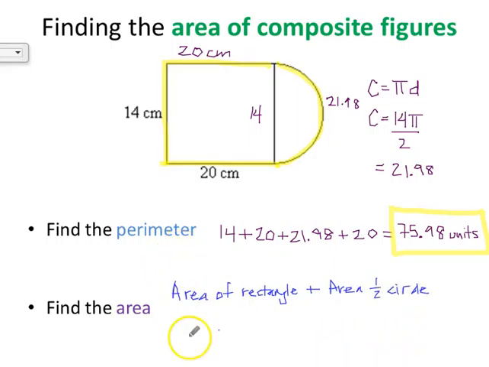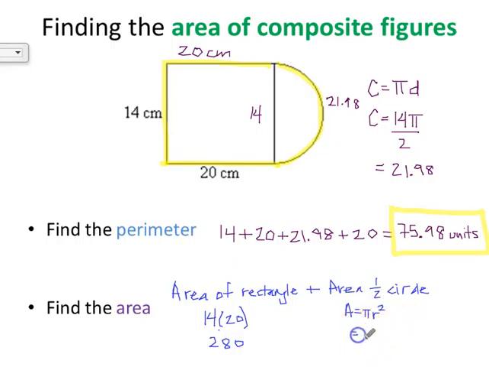So let's go ahead and do that. Area of the rectangle, to find that, it's base times height. So we're going to take 14 times 20. And what do we get? 14 times 20 is 280. And then we're going to add to that the area of half the circle. To find the area of a circle, we take pi r squared.